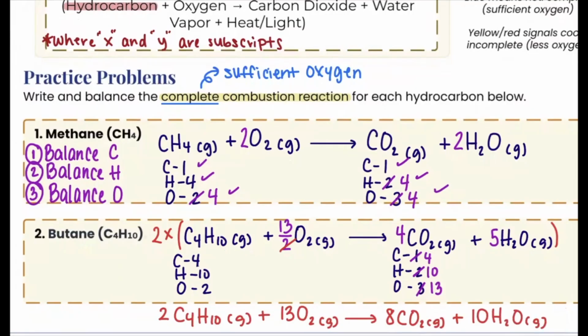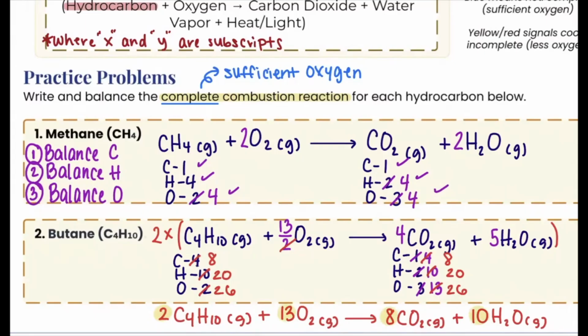And doing a final check, we have 8 carbons on the left, 8 carbons on the right, 20 hydrogens on the left, 20 hydrogens on the right, 26 oxygens on the left, 26 oxygens on the right. And everything is balanced. All the coefficients are whole numbers, and they're in the simplest ratio possible, a 2 to 13 to 8 to 10.